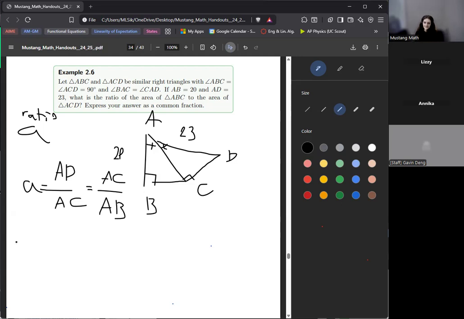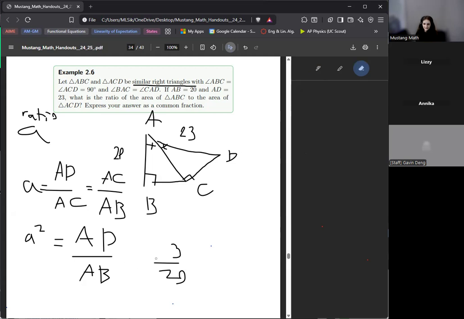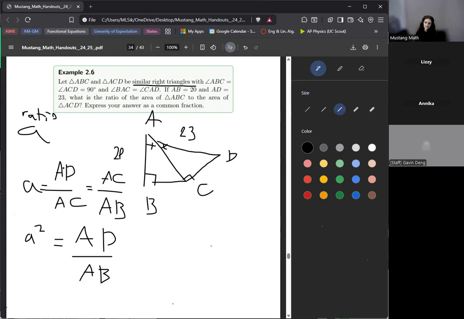So all we need to do is square this to find the ratio of the areas. If we square this, we end up getting AD over AB, which is 23 over 20. The ratio of the areas of similar right triangles, almost, we don't need to square them, because all we need to do is multiply, kind of what we did over here. So we know that A squared, because A is simultaneously equal to AB over AC and AC over AB, we can multiply the two together.